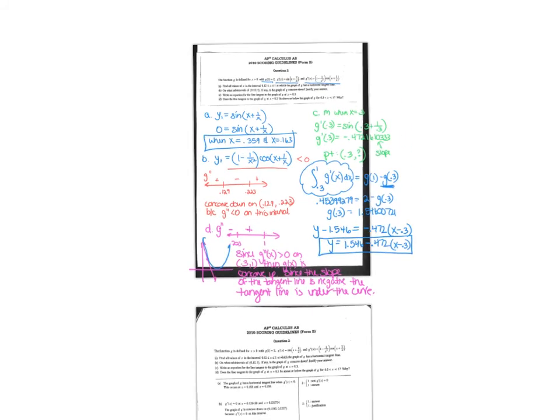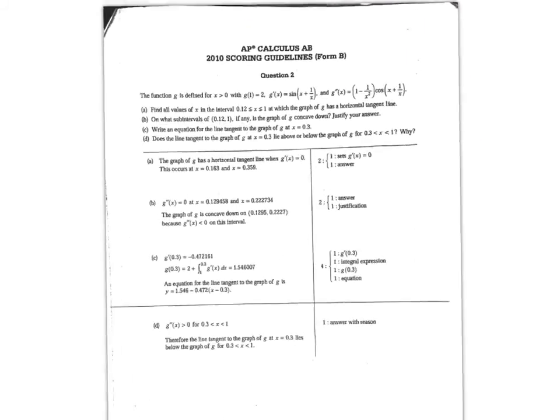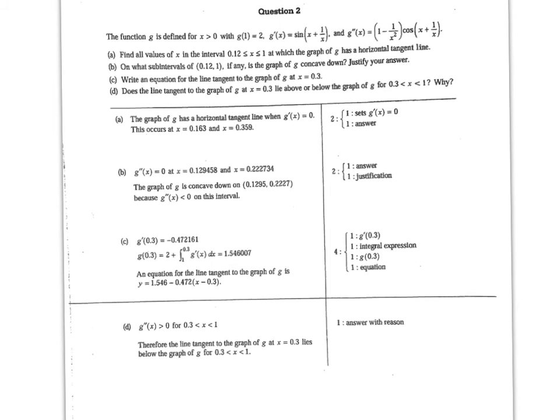Okay, so we can take a look at their rubric. In part A, it gives you a point for setting G prime equal to 0, which we did. It gives you a point for your answer. For part B, it gives you a point for answer and justification. So the graph is concave down on that interval, and I'm wondering why they rounded it to 4 decimal places and not 3.